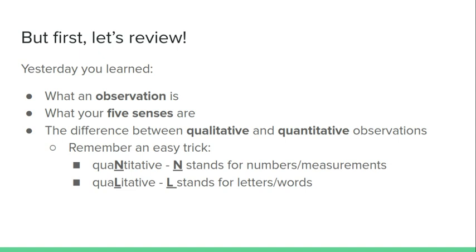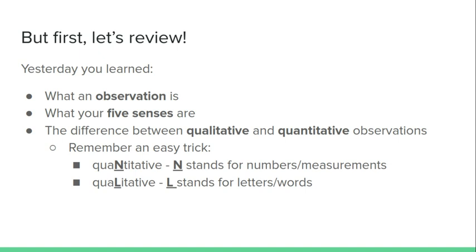So yesterday you should have learned what an observation is. You should have been reminded about what your five senses are, and you should have seen what the difference between qualitative and quantitative observations are. I have a really easy trick for you to remember the difference. Quantitative has an N in it, and I've highlighted it down here. The N stands for numbers or measurements. So if you're counting something, or measuring how long or how tall or how much something weighs or what the mass of it is, that would be a quantitative observation.